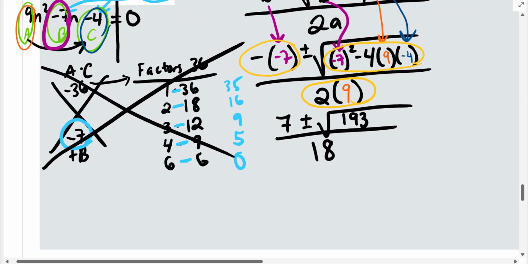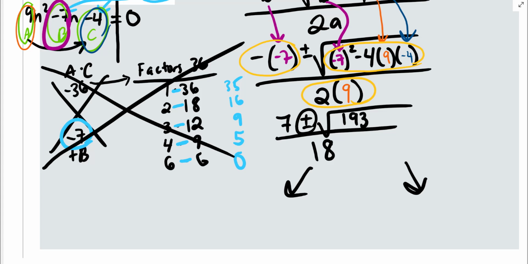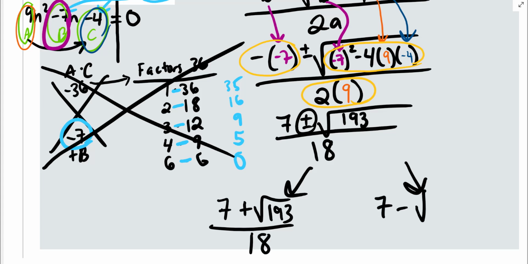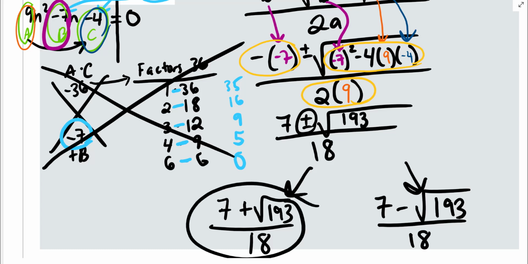But because we have that plus and minus symbol, right, it's right here, we have to do 2 options for the answer. So the first one will be positive, and then the second one will be minus, or negative. And those are the 2 answers.